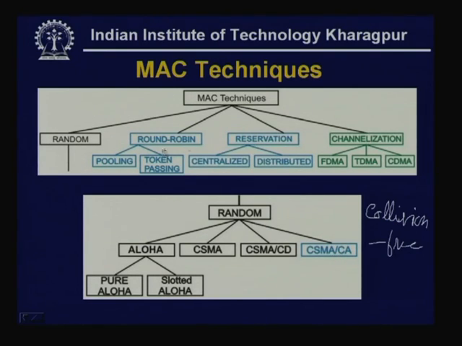Then there are two other basic approaches like round robin, where you have two techniques, polling and token passing, which we discussed in detail. Then the reservation based protocol, having two distinct categories of protocols which are based on centralized scheme and distributed scheme. All these things we discussed in the last lecture, and in this lecture, as I mentioned, we shall discuss the channelization approach based on FDMA, TDMA and CDMA.